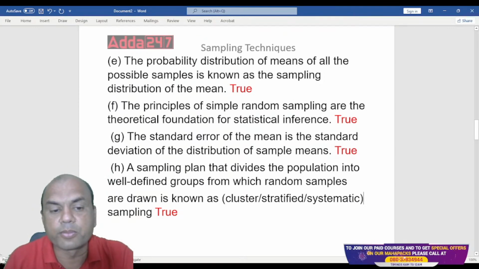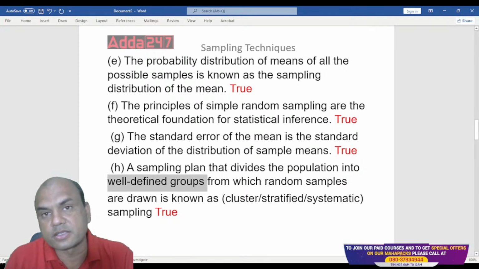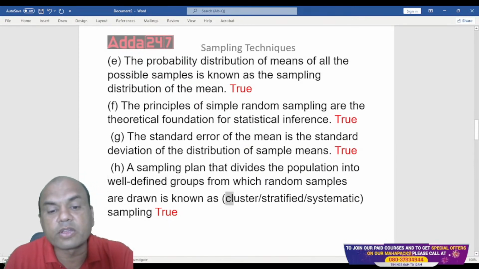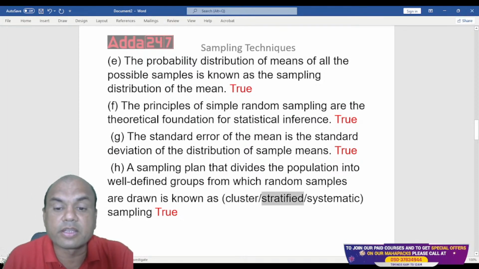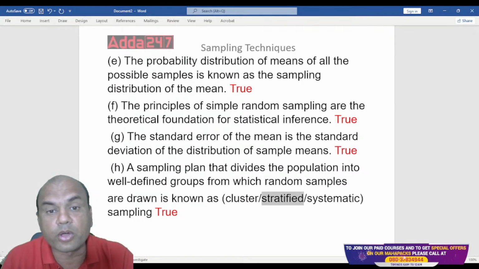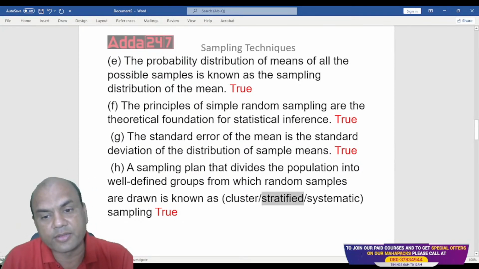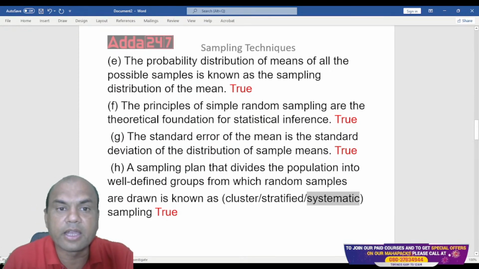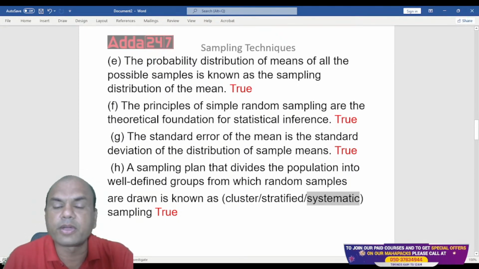See here, well-defined groups means what? Whatever is given, what type of definition is it? Is it related to region? I'll give you some hints. Cluster will always relate to region. Stratified will always relate to strata, meaning some groups with common things, percentages, 40 to 60%, 60 to 80%. Systematic will always relate to a line: all of you stand in one line and every 10th person comes here. So these are all well-defined groups, and the answer is true.